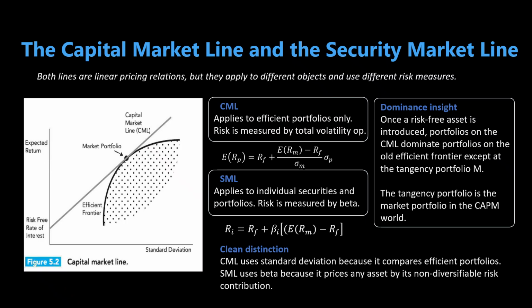One additional insight. Once the risk-free asset is introduced, the combination of the risk-free asset and the market portfolio, the CML dominates every portfolio on the old efficient frontier, except at the tangency portfolio. And in the capital asset pricing model world, that tangency portfolio is the market portfolio itself.